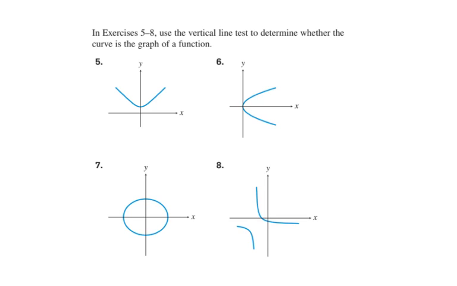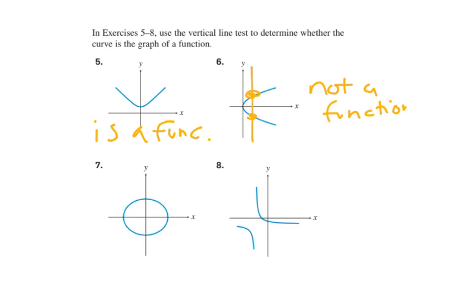We're going to use the vertical line test to determine whether the curve is the graph of a function. So definitely can see right away that this one is a function. I'm going to just write func, okay. The next one here, if I draw a vertical line, definitely going to touch it twice here, so definitely not a function because it doesn't pass the vertical line test. The next one is going to be not a function as well, because it's going to intersect twice.